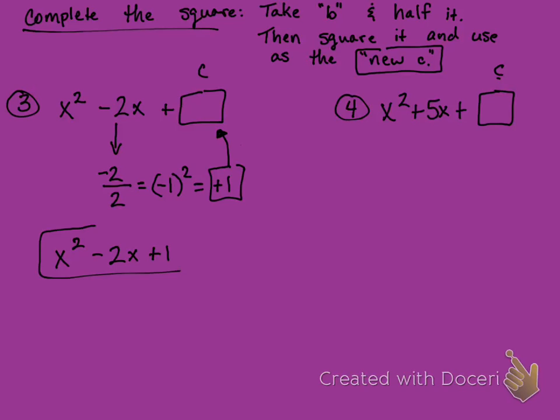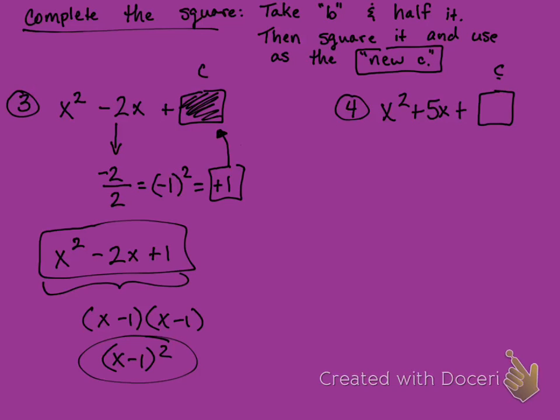That would be all that I would need to do on problems like this that just ask me to figure out what this shaded box is. The reason why we do this is it helps us figure out the factors. This factors really easily to be x minus 1 times x minus 1, which is x minus 1 squared. And that's going to be very beneficial as we go through and solve problems.